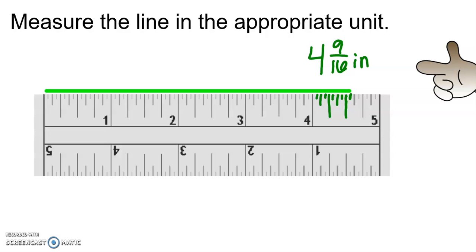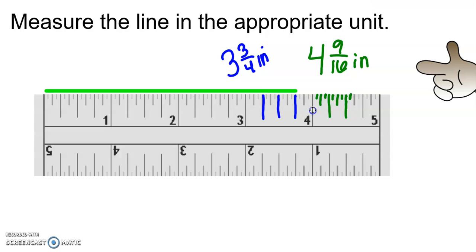Now let's say our line only went up to here. Okay, now we have 3 and 1/4, 2/4, 3/4. So that would be 3 and 3/4 inches.